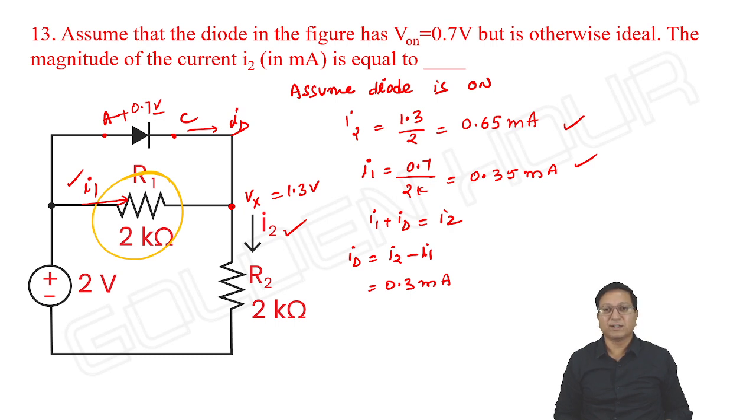This is how we can conclude the problem. When a diode is with multiple resistors, always it is not like simply the diode conducts. We should find the current through the diode for the final conclusion. That's very, very important.